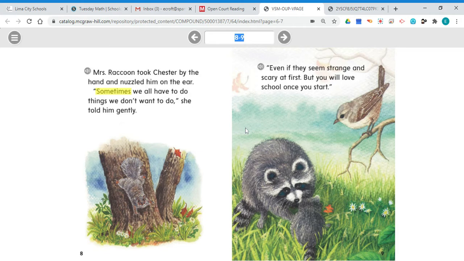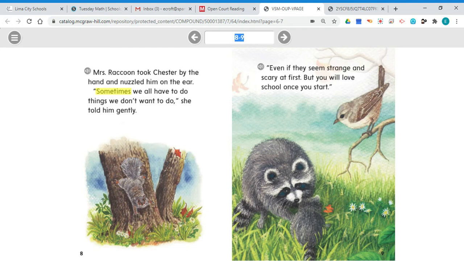Mrs. Raccoon took Chester by the hand and nuzzled him on the ear. "Sometimes we all have to do things we don't want to do," she told him gently, "even if they seem strange and scary at first. But you will love school once you start."